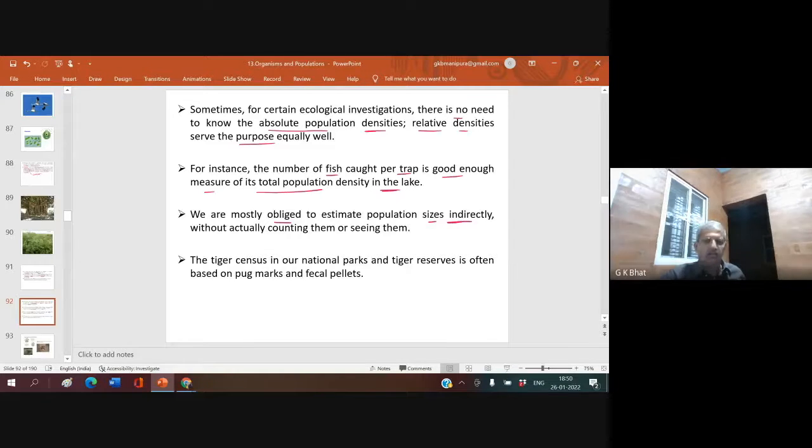Need not. Is it that I am giving the task to these 6 brothers of Ananda Tirtha? I want you to find out whether the tiger population in Someshwar Wildlife Sanctuary or Kudremukh National Park area has increased or decreased. You need not go in search of the tiger, to see tiger number 1, another tiger 2. No, indirectly you can do that. How will you do that? We mostly estimate population size indirectly, without actually counting them or seeing them.